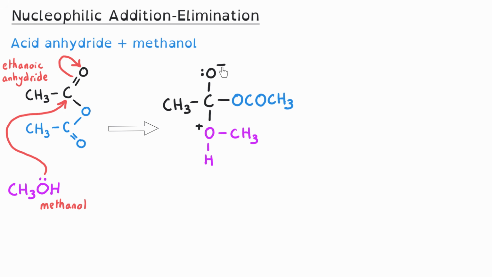The oxygen, remember, is negatively charged, and we need to show that charge along with the lone pair that it's now got, having taken it from the carbonyl bond. That lone pair is then used to form a new bond between the carbon and the oxygen. We're reforming that double bond, and then the rest of the acid anhydride is now the leaving group, and so we've got a bond between the carbon and the oxygen which is going to break.